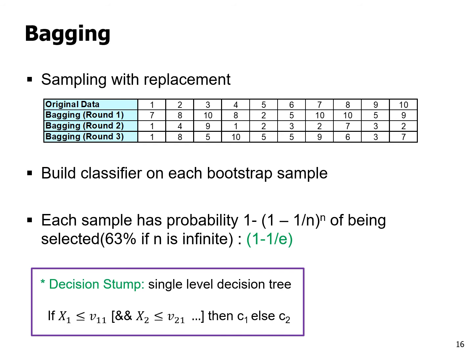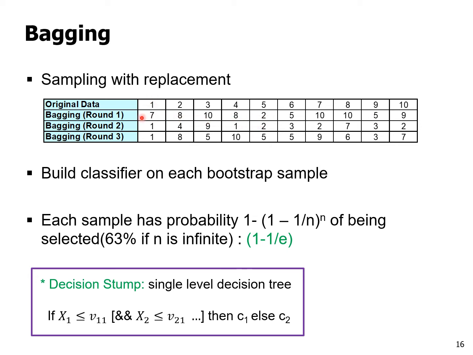Let's see an example of applying a bagging method. Suppose we have original data like this. It has 10 data. And if you apply bagging, this is the first round of bagging, and the result goes like this. As you can see here, we have three tens and two fives, and we don't see 1 here.